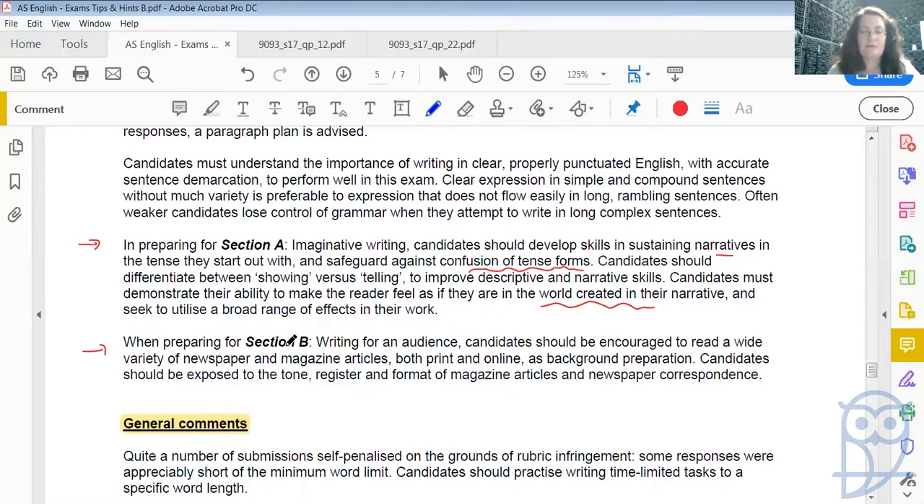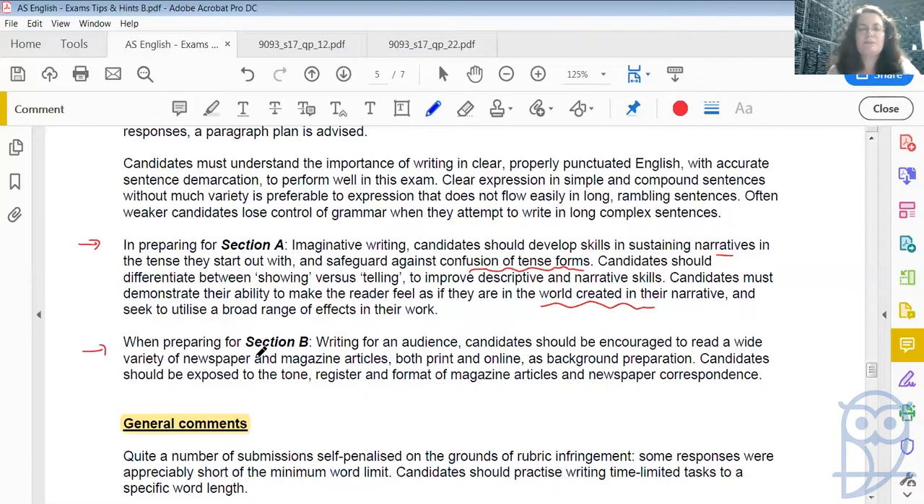When preparing for section B, writing for an audience, candidates should be encouraged to read a wide variety of newspaper and magazine articles, both print and online, as background preparation. So that you know that there's always a title, a main title or a headline, and that there is usually an introduction or a stand first of some kind that introduces the piece, and then subdivisions of ideas that explore each part of the topic in the article.